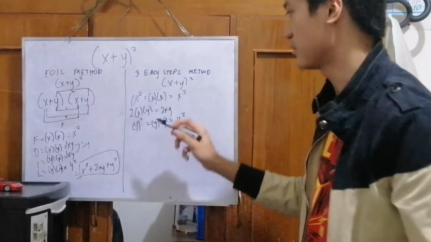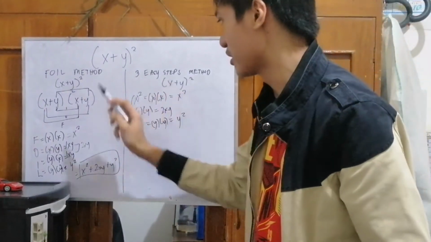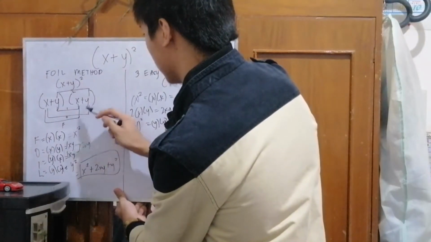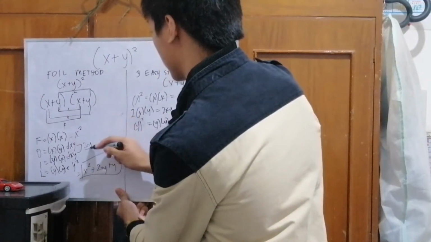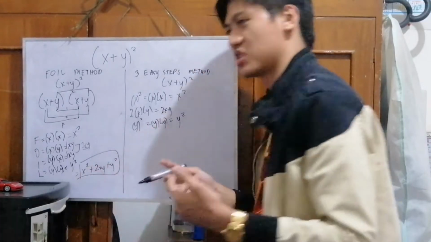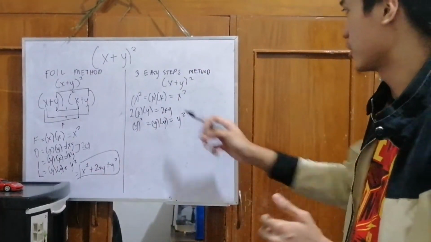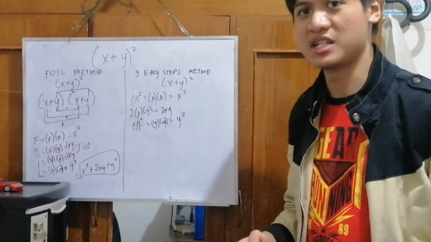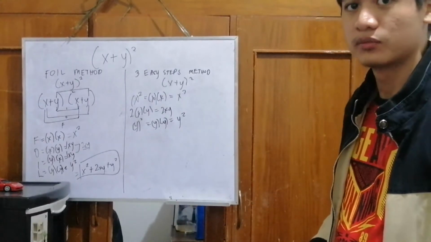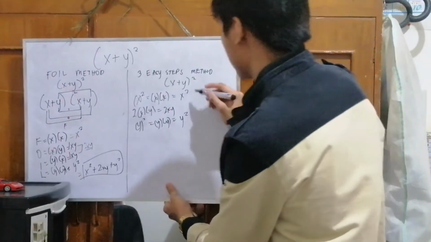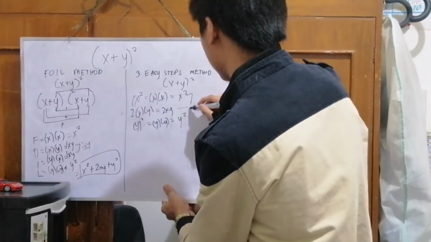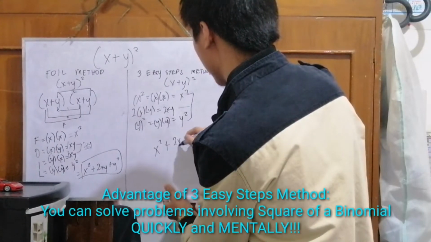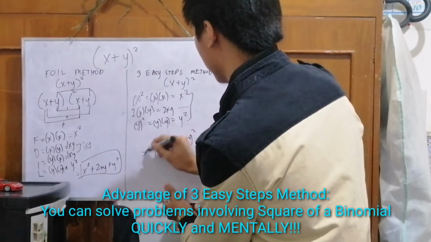So as you can see with the difference of the 3 steps method and the FOIL method, the difference is that in FOIL we still have to get the outer and the inner in order to get to xy. But here, all you have to do is say twice the product of the first and the last term, and there you go, you can combine them. That's how easy it is to do it in the 3 easy steps method. And also, if we combine them, we are also going to get an answer of x squared plus 2xy plus y squared.